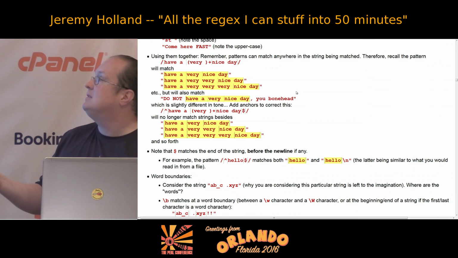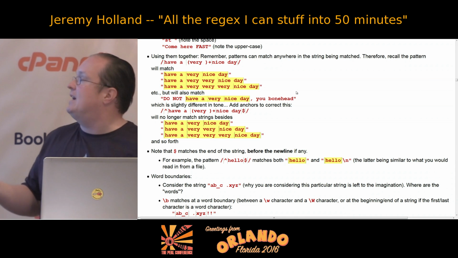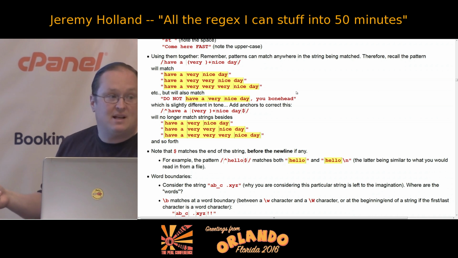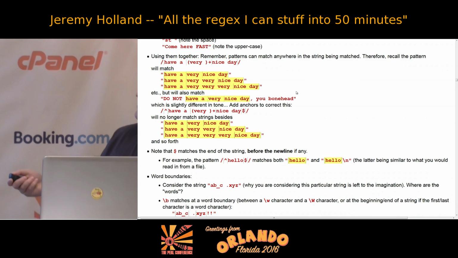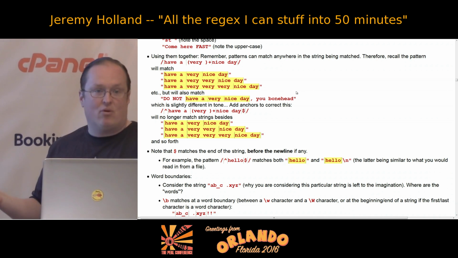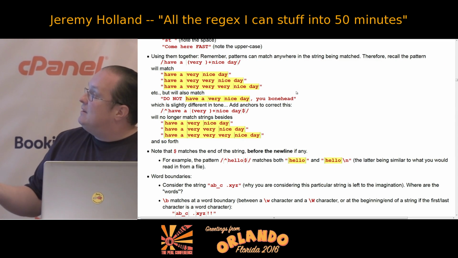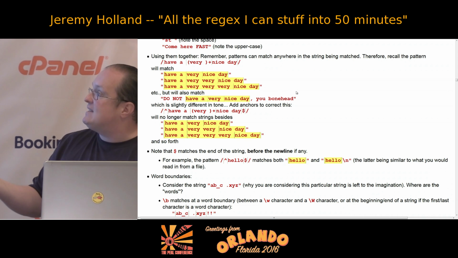So remember this example from back in our early days of 10 minutes ago. Have a very plus nice day. So this will match all of these very thoughtful sentiments, but also this, because we weren't specifying that nothing came before the have or after the day. So if you put your anchors there, now the have has to be at the beginning of the string, and the day has to be at the end. So now you will only match strings which look like this.